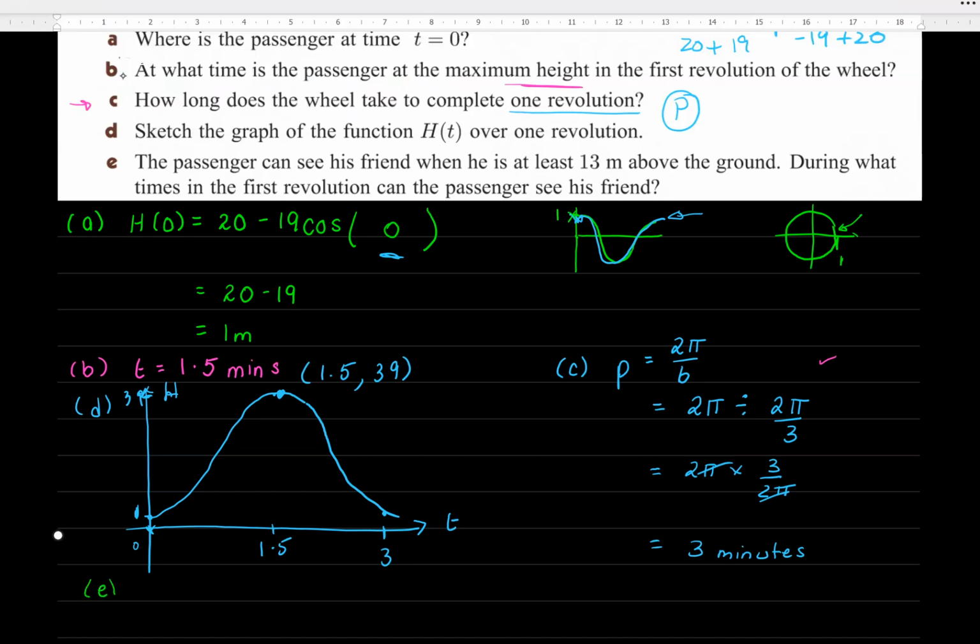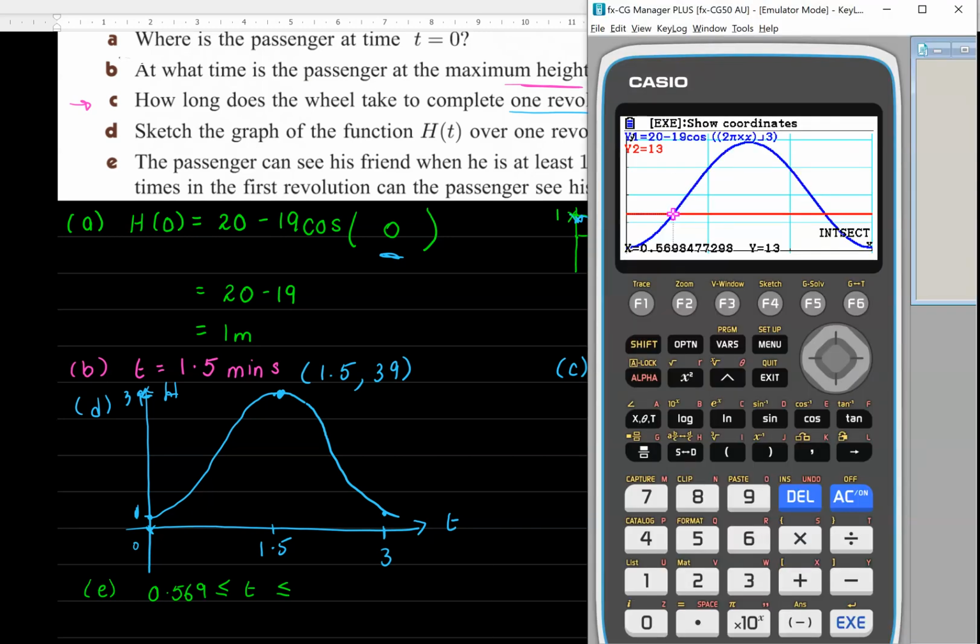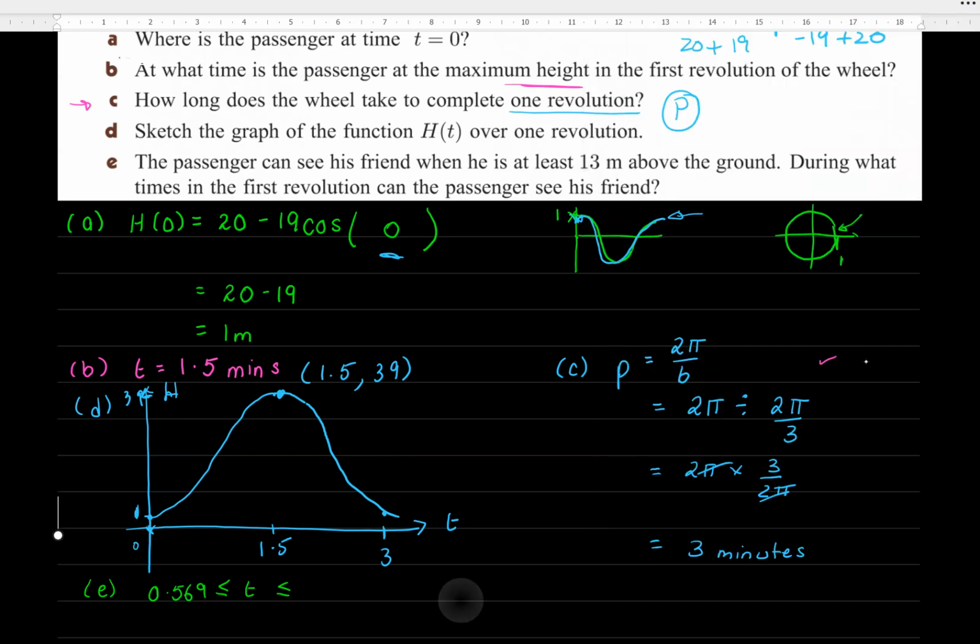So we're up to E. So they're going to be able to see it when it's greater than 0.569 minutes and 2.43 minutes. Okay, so that's just fancy pants for saying time can be in between 0.56 and 2.43. Practice with your calc. Hope that's helped.